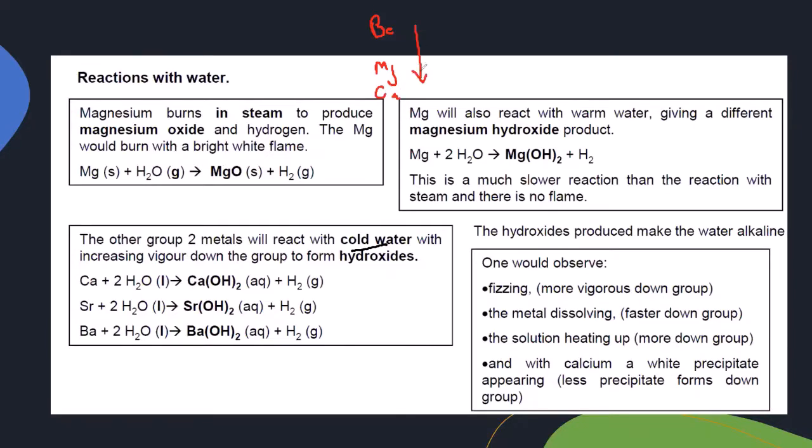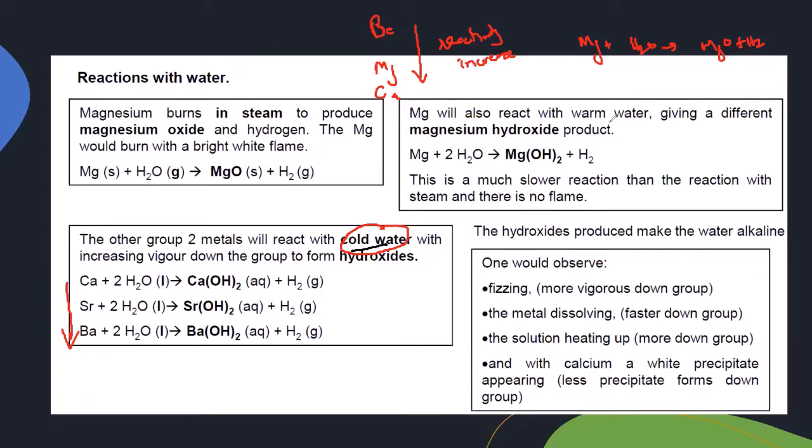As we go down, we know the reactivity increases. They become more reactive. So when we add beryllium to water or steam, it does not react. Magnesium does not react with cold water, but magnesium plus steam will produce magnesium oxide plus hydrogen. The others, calcium, strontium and barium, can react with cold water, or water at room temperature, and the reaction becomes increasingly vigorous as we go down the group, as the reactivity increases.